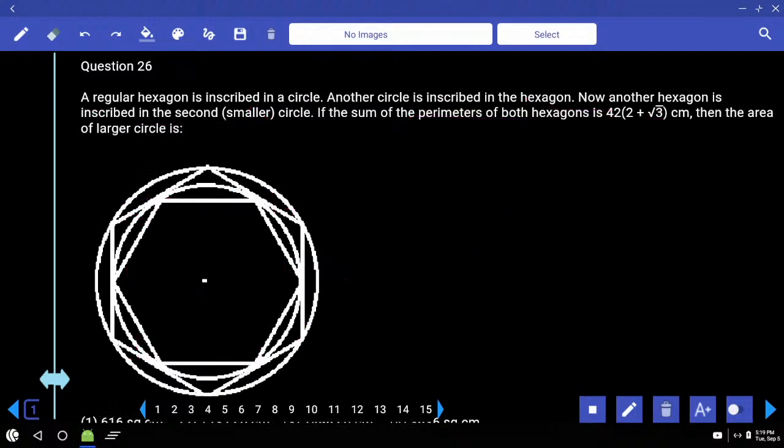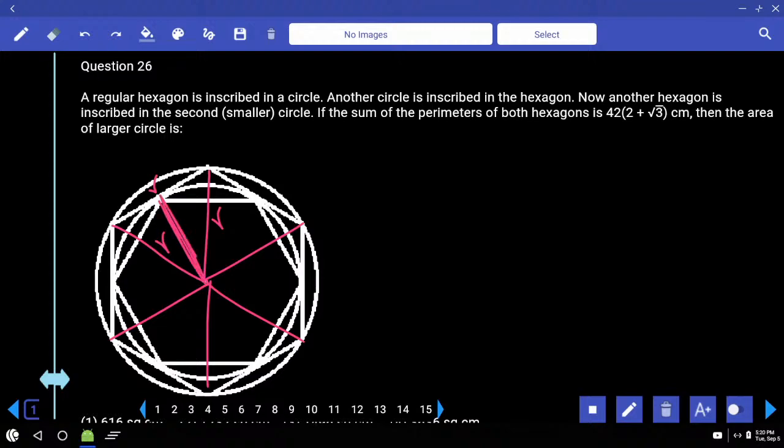What is the situation here? A regular hexagon is inscribed in a circle, another circle is inscribed in the hexagon. Now another hexagon is inscribed in the second circle. If the sum of the perimeters of both the hexagons is given, then the area of the large circle is. Let us consider, these are all equilateral triangles. If it is R, that is the radius of the outer circle, the side of that hexagon will also be R. Understood or not?